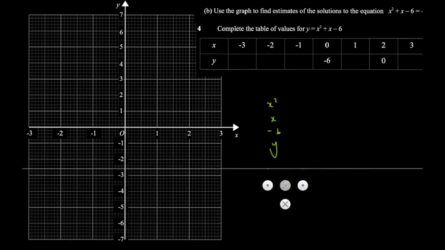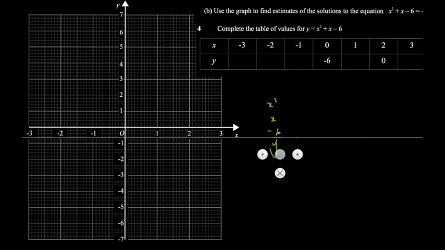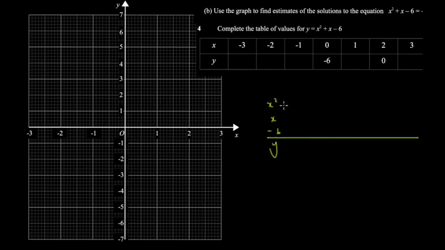Yeah, this is good enough. So here you use your ruler, and now let's do it. Okay, so here we have -3. So we are saying -3 squared, then -3, -6.